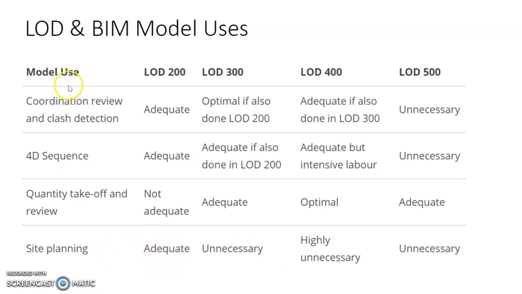All right. But if you are looking at the coordination and the review and the clash detection, maybe LOD 300 will be more suitable. Or if you are looking at the quantity take-off and review, perhaps LOD 400 will be best. Or 4D sequencing, maybe looking at LOD 400. So it really depends on what you are using the model for when you require the amount of information to be put into the model. So that involves resources. So the stakeholder needs to be very careful what is the LOD that they are specifying for that particular model at that particular stage.